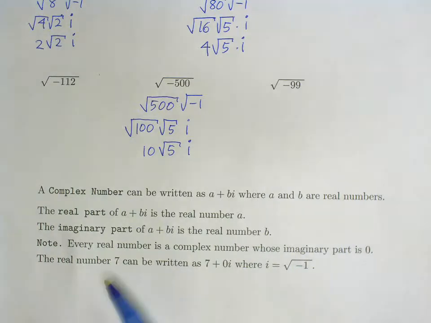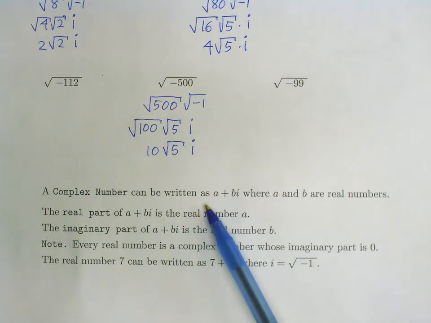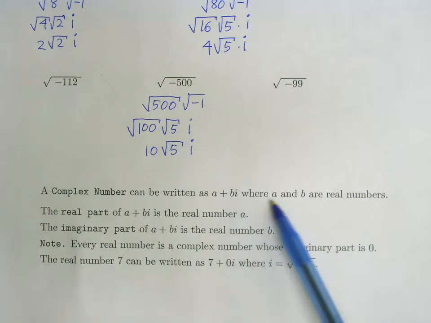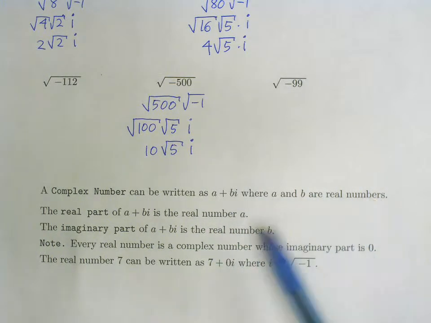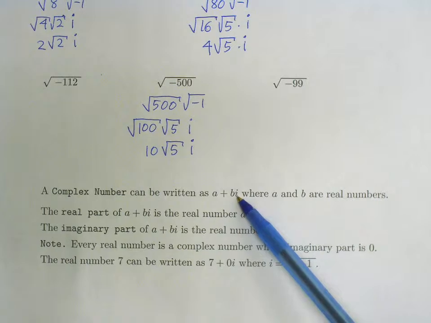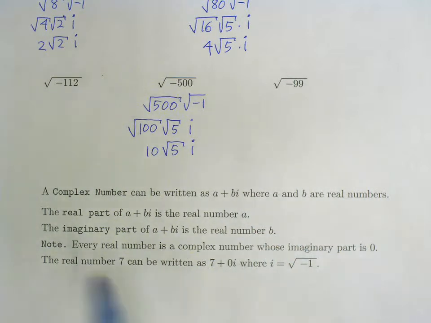But here's a little bit more information about complex numbers. A complex number can be written as a plus b times i, where a and b are real numbers, and i is the square root of -1. The real part of a plus bi is the real number a, and the imaginary part of a plus bi is the real number b. It's the coefficient of the imaginary unit.